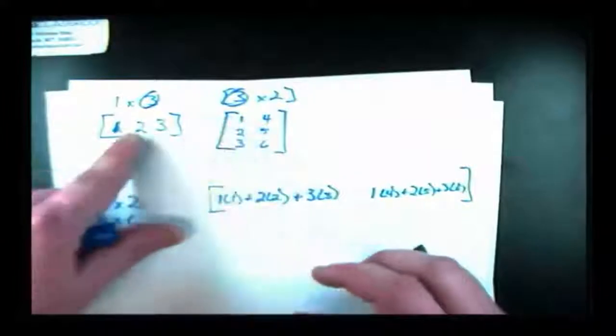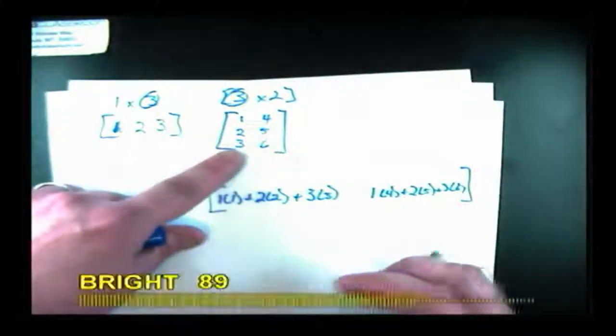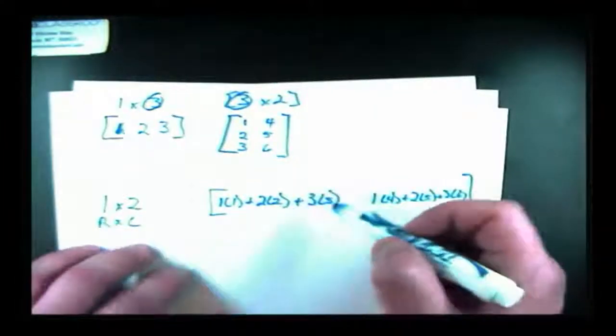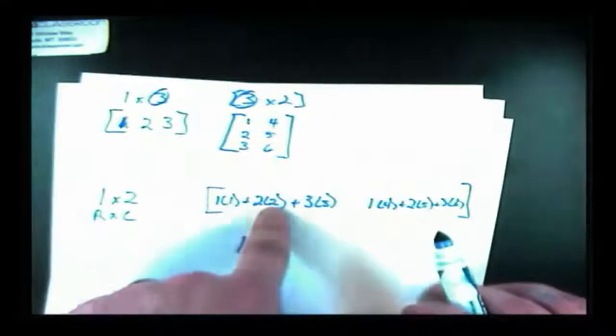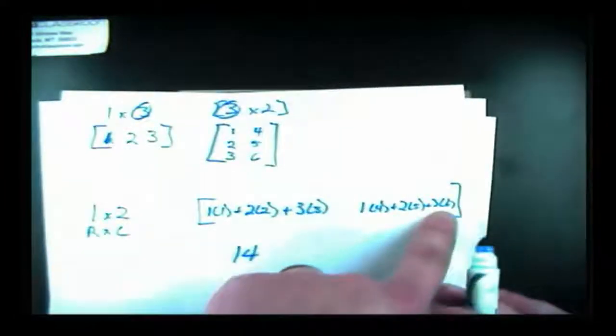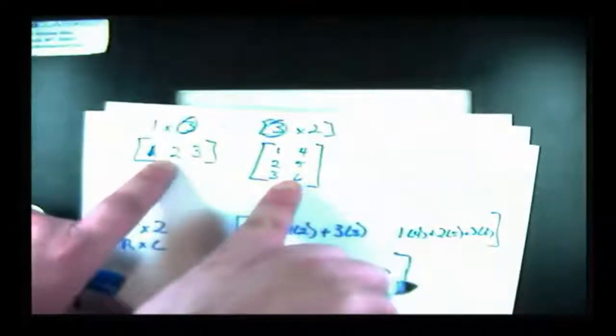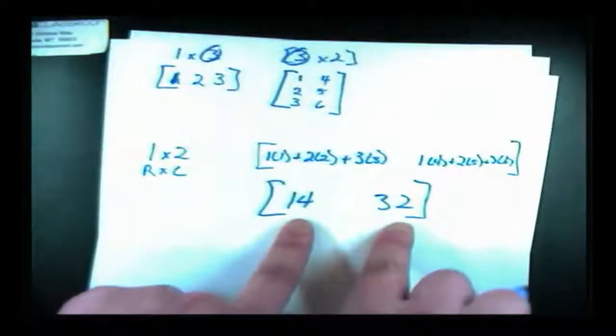Notice I did 1 times 1 plus 2 times 2 plus 3 times 3. And then I did 1 times 4 plus 2 times 5 plus 3 times 6. So this is 1, 4, 9, 10, 14. 6 times 3 is 18, plus 10 is 28, plus 4 is 32. So if I wanted to multiply these two matrices together, I end up with the matrix [14, 32].